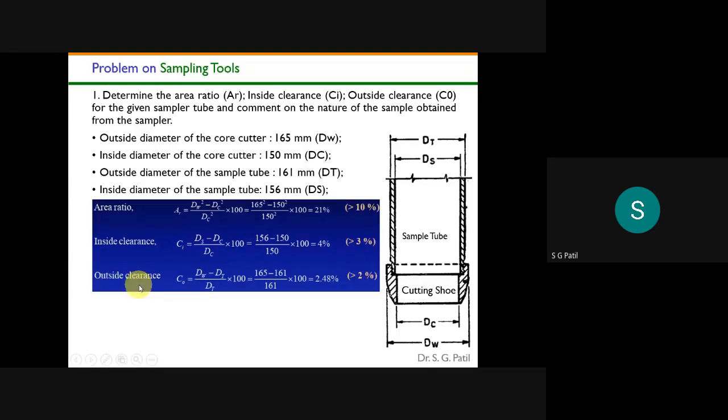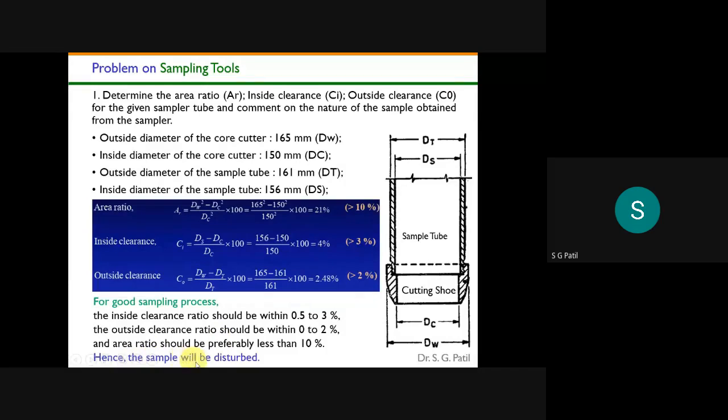Okay. And what is the outside clearance? Outside clearance I got around 2.48%, approximately 2.5%. So obviously they are more than 3% and more than 2%. That's why, hence, the sample will be a disturbed soil sample. So now you understand how I can tell, just based on the area ratio, or inside clearance, or outside clearance, or even the recovery length. Based on those things, I can classify the soil as disturbed or undisturbed soil samples.